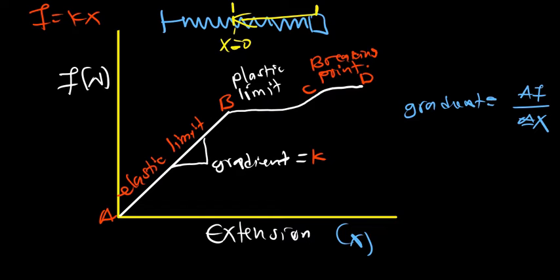Beyond the plastic limit is what we call the breaking point. The spring is going to break into two parts. Is that cool? When you stretch the spring to the maximum point, we call it the elastic limit. You go beyond the elastic limit, you reach the plastic limit. You go beyond the plastic limit, you reach the breaking point. Once you reach the breaking point, the spring is going to break into two parts. That is very, very important.